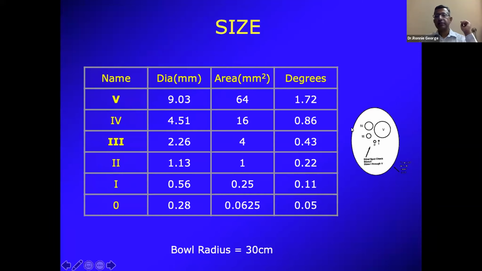And this is a representation of the blind spot. And you can see that this is the size of a size 5 in relation to the blind spot. And this is the size of a size 3 in relation to the blind spot. This has a little relevance, which we will come to later.